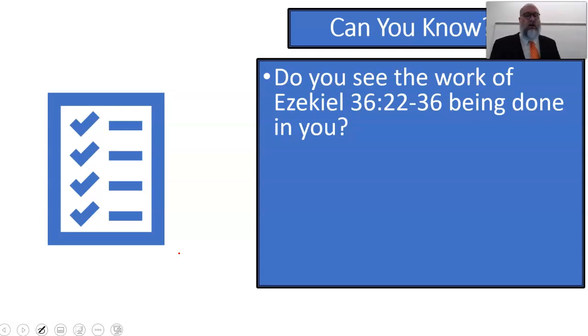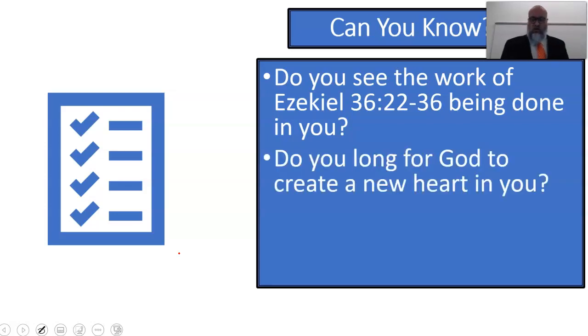Start asking yourself this question. Do you see the work of Ezekiel 36 being done in you? Do you long for God to create that new heart? If you have that longing, there's a reason you have it, because God's doing this new covenant work.